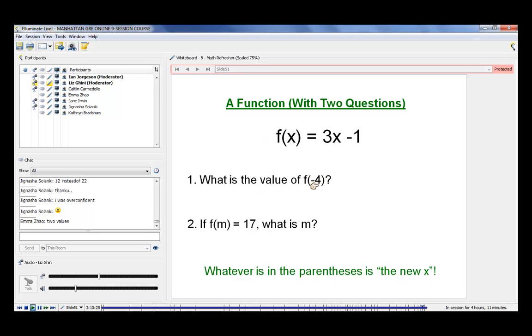So what's the value of f of negative 4? What's the rule with a function? Anybody remember? Plug in negative 4 for x. Exactly. Okay. If f of m is 17, what is m? You should also be able to solve for it, right? Because then you would say 3m minus 1 is 17. Okay. So this whole plug and chug thing should be something you remember how to do.